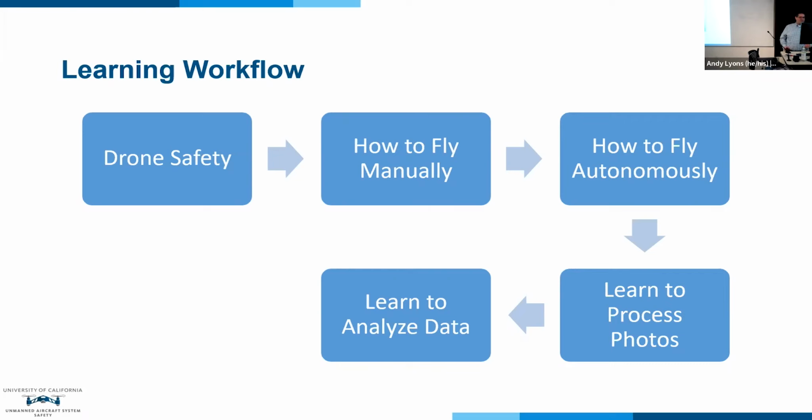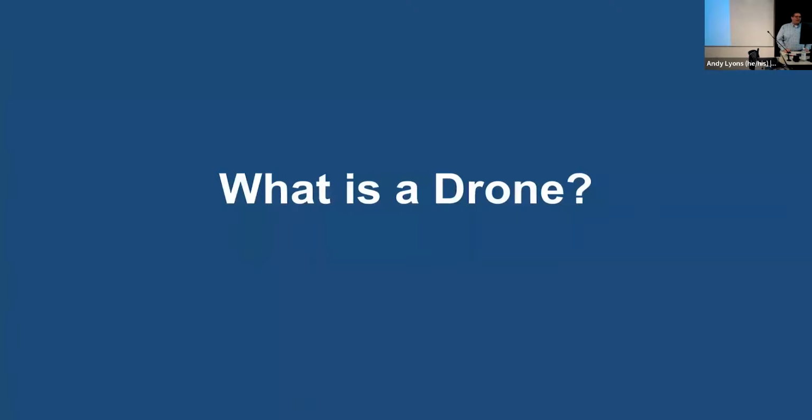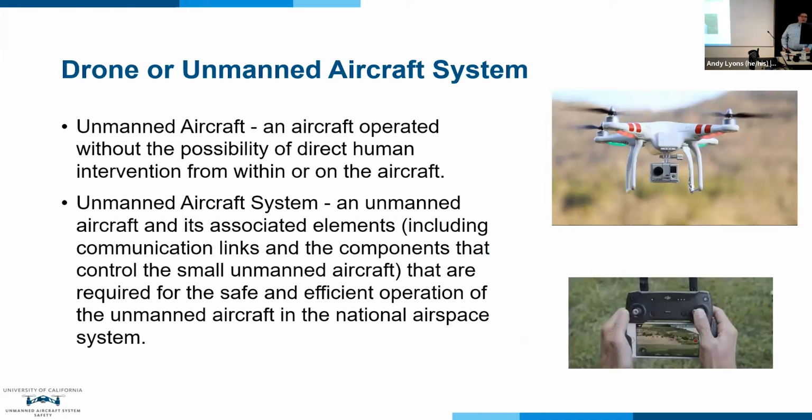Okay. So let's jump right into things. What is a drone? We've been showing off pictures of all sorts of drones. Now, the legal definitions, we have 2 definitions for us to think about. We have the unmanned aircraft, which is the fuselage and everything that's flying. It's the aircraft operated without the possibility of direct human intervention from within or on the aircraft.